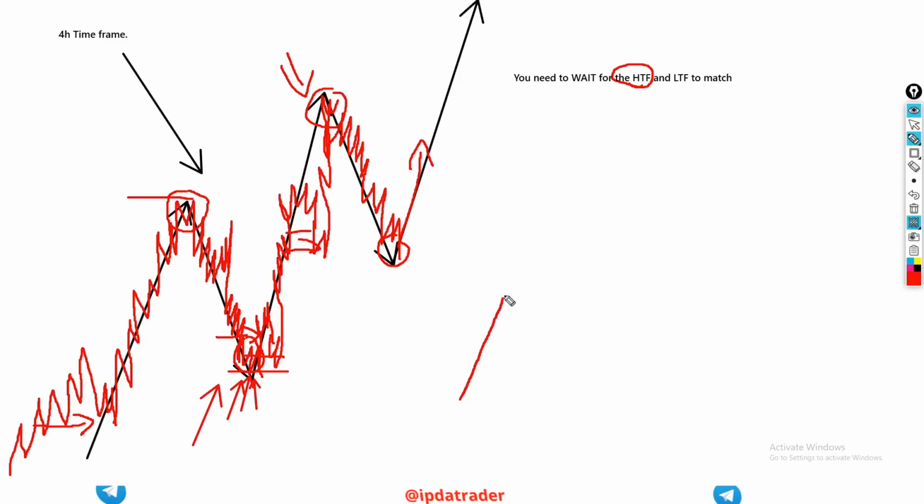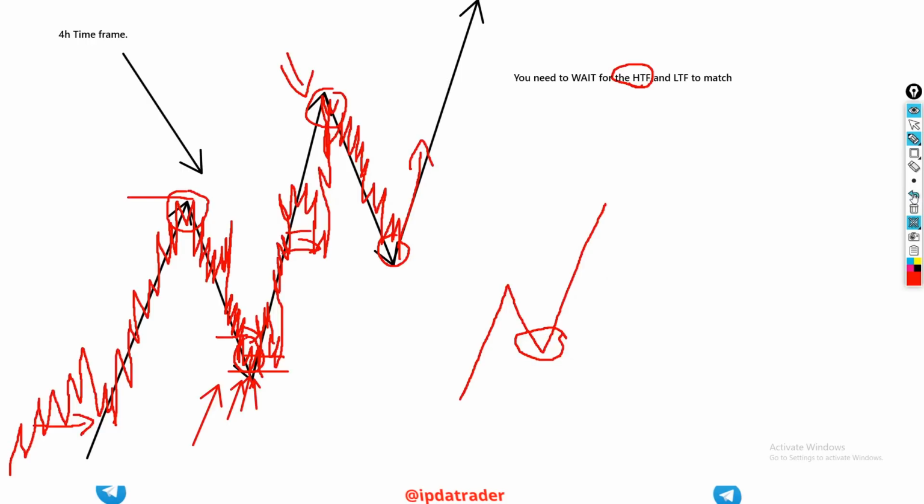For example, if you have a structure like this, that doesn't mean that price is going to come back here and then resume, right? There's multiple options here. It can retrace 50% and continue. It can retrace deeper without coming to the edge and continue. So you need to be aware of that, okay? You're not always going to get the perfect retracement towards the edge of the structure, right?